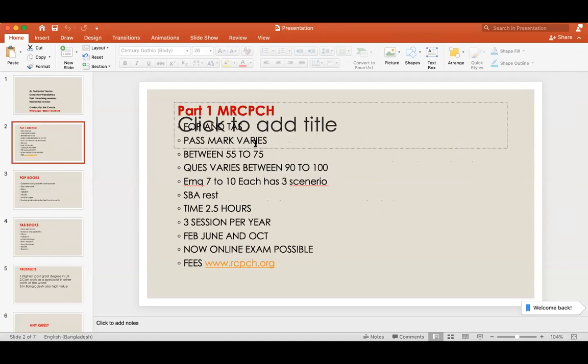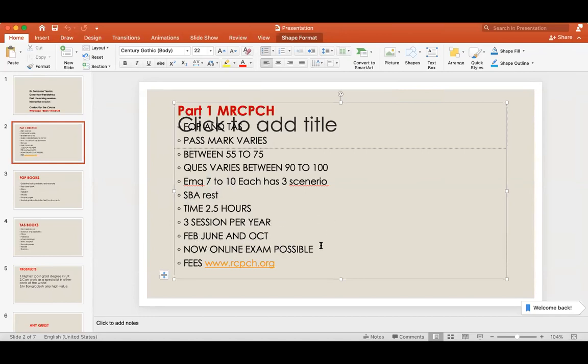So the MRCPCH Part 1 has two papers, like FOP and TAS, and the questions are like 90 to 100. There will be extended matching questions, 6 to 7, sometimes 10. In TAS it is more; in FOP it is like 6 or 7. There are two types of question: single best answer, and extended matching. Time is 2.5 hours, and there are 3 sessions per year: February, June, and October.